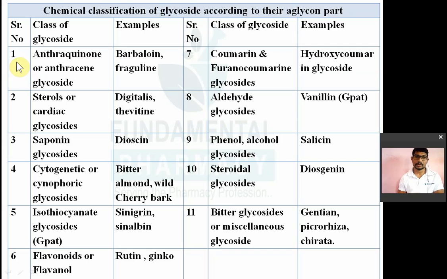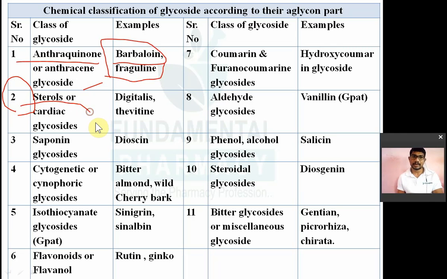So first one is known as anthraquinone glycoside, or anthracene. Here the anthracene ring will be present, either a single anthracene ring or with the ketone, that is anthraquinone. Whatever glycosides are present in Senna, rhubarb, and aloe vera are nothing but anthraquinone glycosides, like barbaloin, aloin, sennosides, etc. Then the second class is the sterol glycosides.